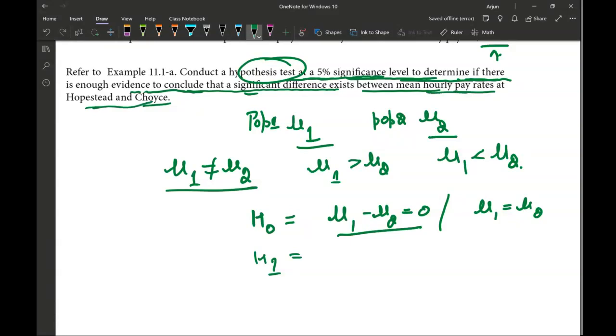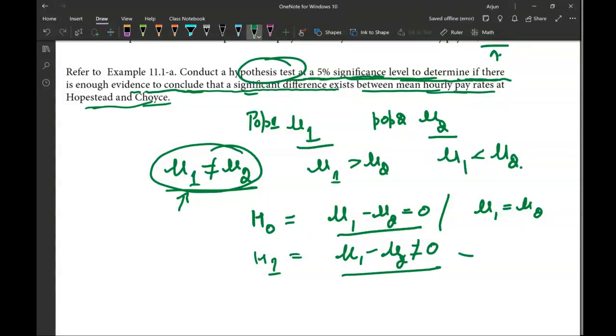So it is not saying that one is greater than the other. It's only asking whether a significant difference exists between them. So I'm going to use the very first one, where mean one is not equal to mean two, or we can say mean one minus mean two is not equal to zero. That there does exist some sort of difference between the two means. So that will become the alternative hypothesis.